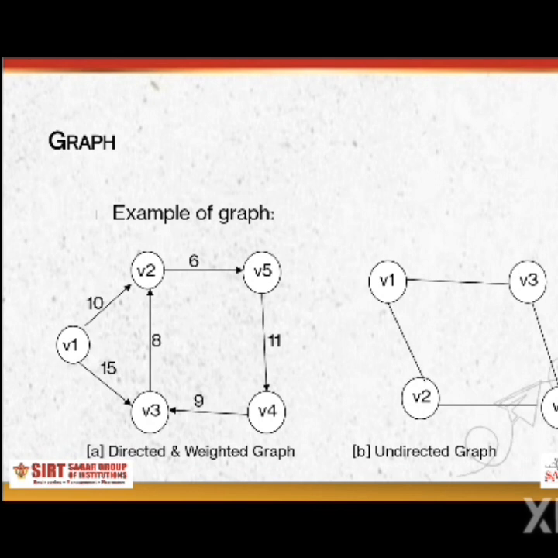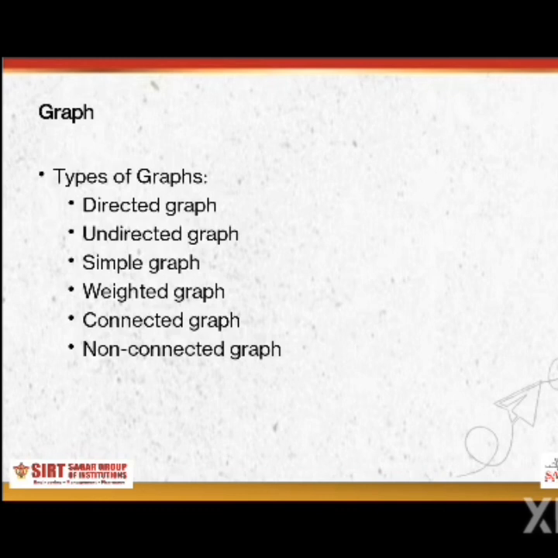This is a directed and undirected graph. We can again classify these graphs into connected graph and non-connected graph. There are different types of graphs as well, like directed graph, undirected graph, simple graph, weighted graph, connected graph, and non-connected graph. In this we can find the shortest path. There are different types of mathematical questions related to the graph. Here we have to find the shortest path between two points, for which we write some formulas, and then we get the shortest path.